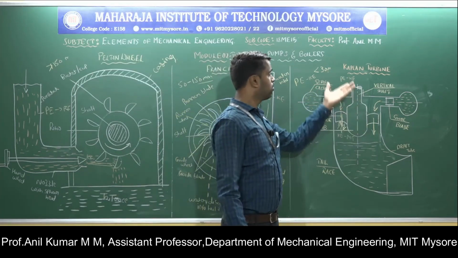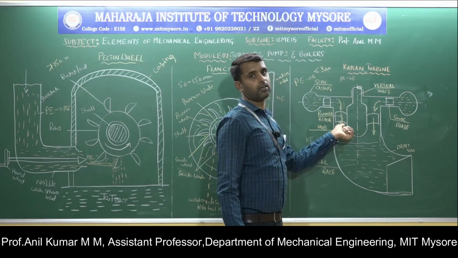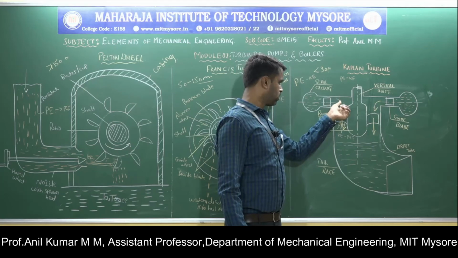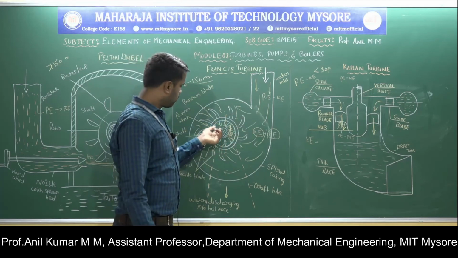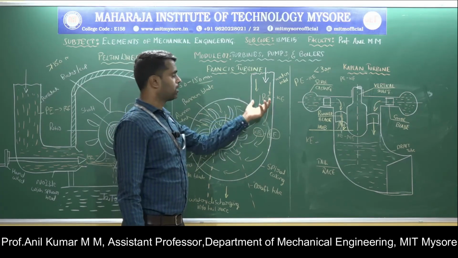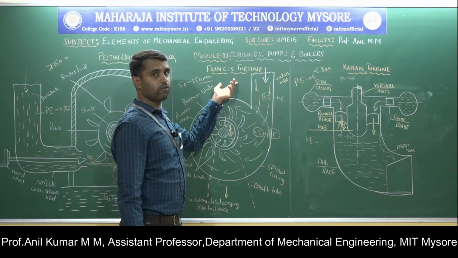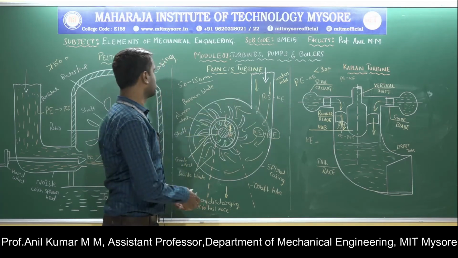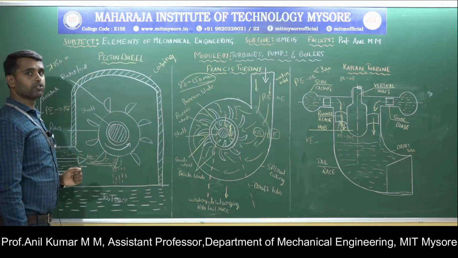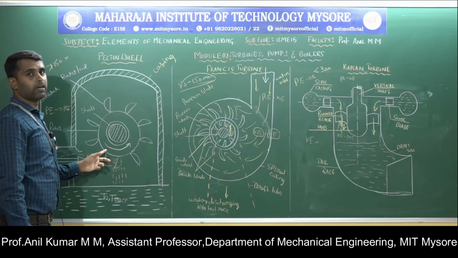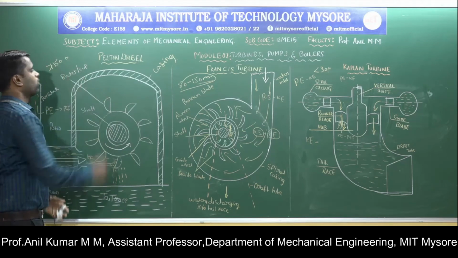The Kaplan turbine is an axial flow, low head reaction water turbine. Here both impulse and reactive force act on the runner blades, and both potential as well as kinetic energy are available at the inlet. The Francis turbine is a radial flow reaction water turbine, where both potential and kinetic energy are available at the inlet, and the head available at the inlet is 50 to 150 meters. And the Pelton wheel is a tangential flow impulse water turbine. Only the impulsive force is acting on the runner blades, so that's why it is an impulse water turbine, and the head available at the inlet is greater than 150 meters.